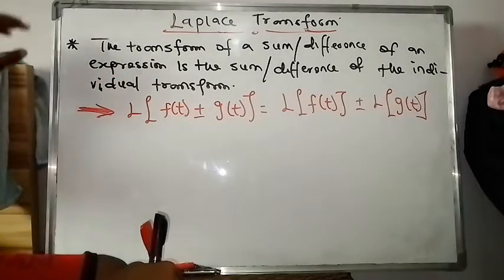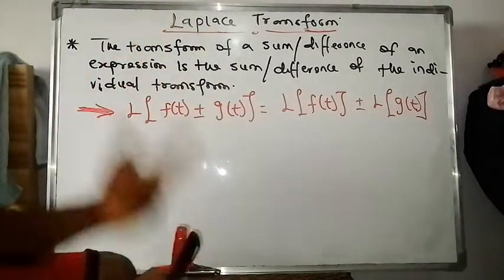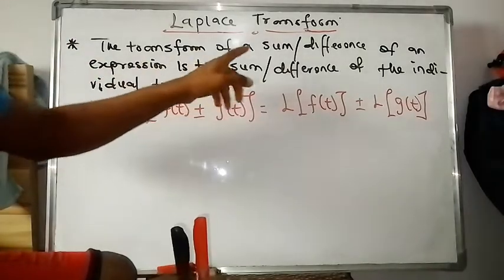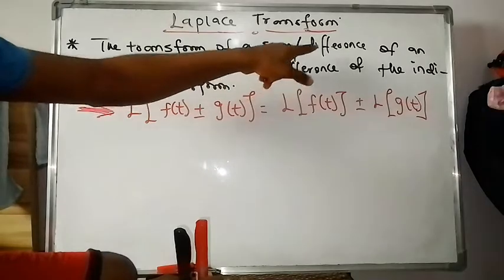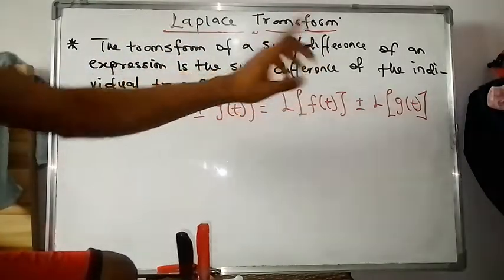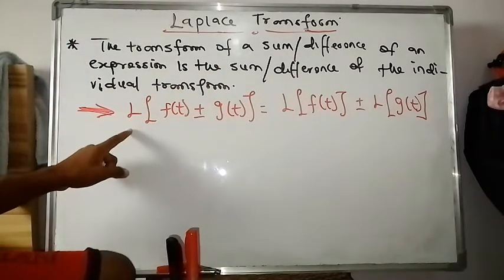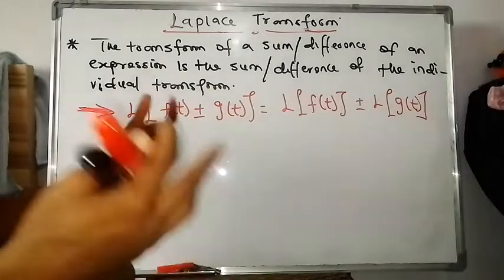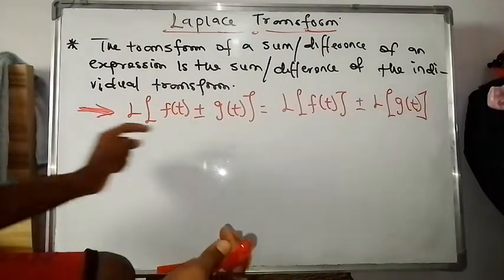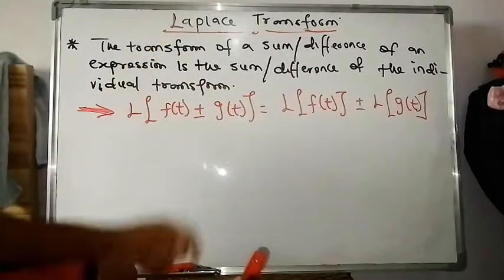And the first one is we are going to be considering the Laplace transformation of the sum or difference of two functions. For example, it says the transform of a sum or difference of an expression is the sum or difference of the individual transforms, meaning that the Laplace transform of two functions which are added or subtracted is the Laplace of the individual functions, then adding or subtracting them.